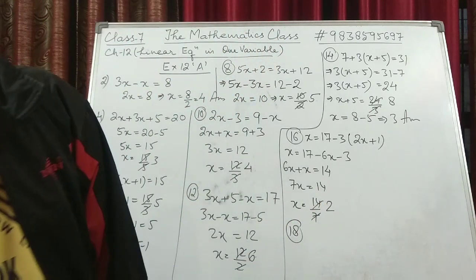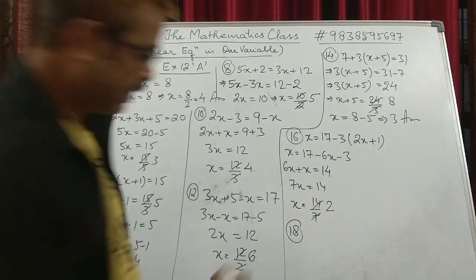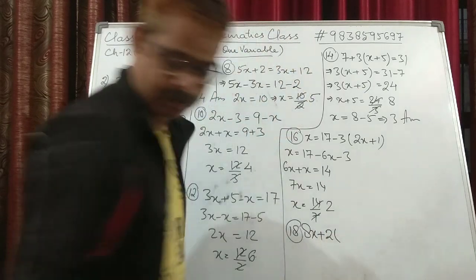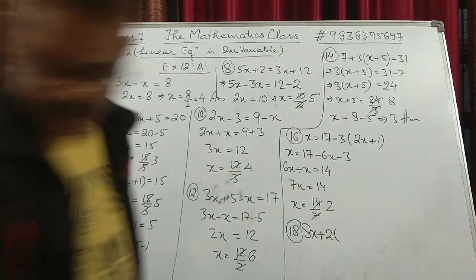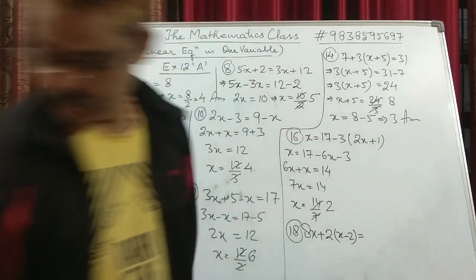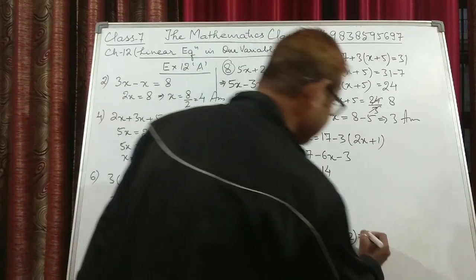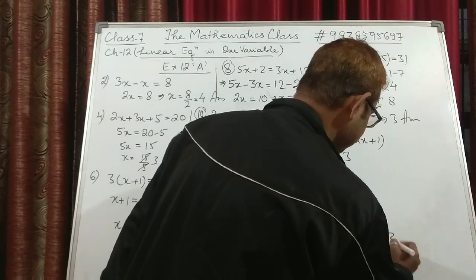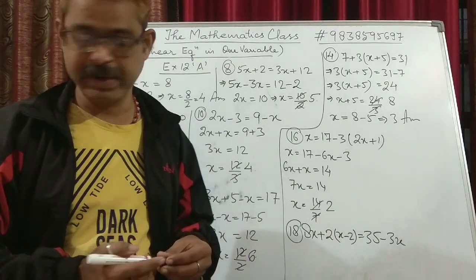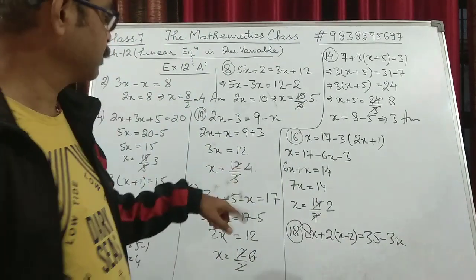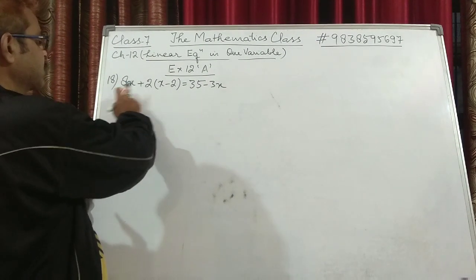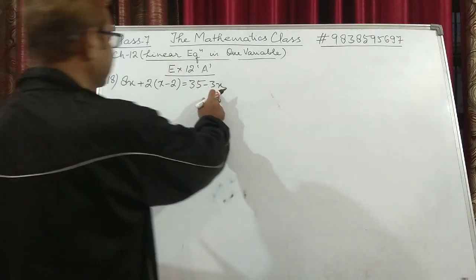Now question number 18. 18 is 8x plus 2 times x minus 2 is equal to 35 minus 3x. Now we'll just move on to this side because I have filled the space. So we'll start with question number 18 after rubbing it out. Now question number 18 is 8x plus 2 times x minus 2 is equal to 35 minus 3x.